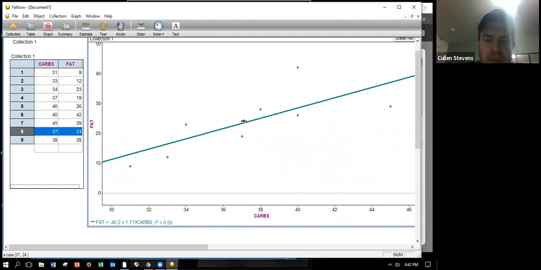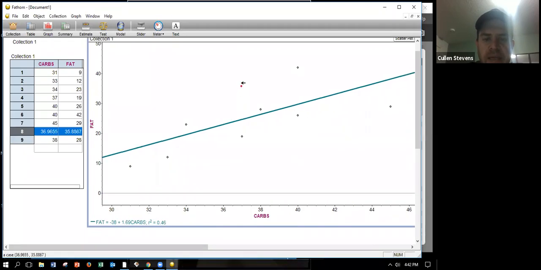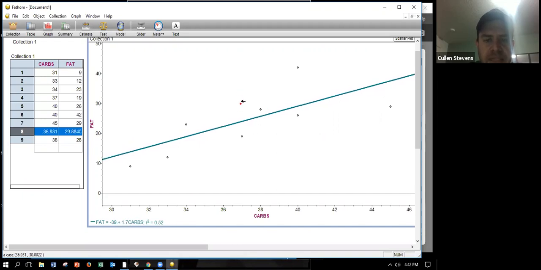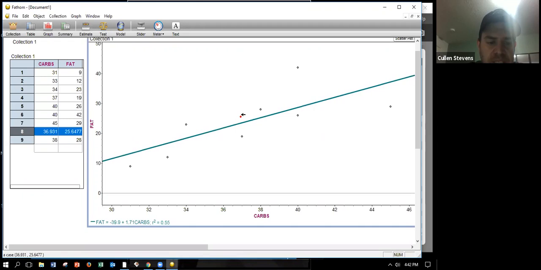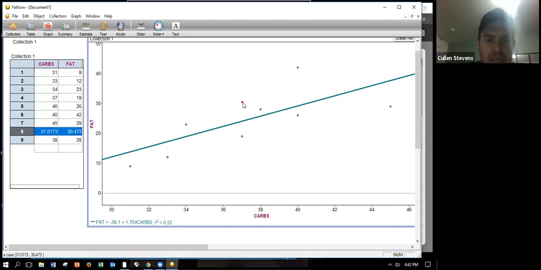I'm going to take this point and I'm going to move it. Notice that when I move it, the line changes a little bit, but my R squared doesn't change that much. And that's because I'm kind of sitting here in the middle of the data, right? So I can still have a big residual. Now it is changing the line a little bit, but not too much.